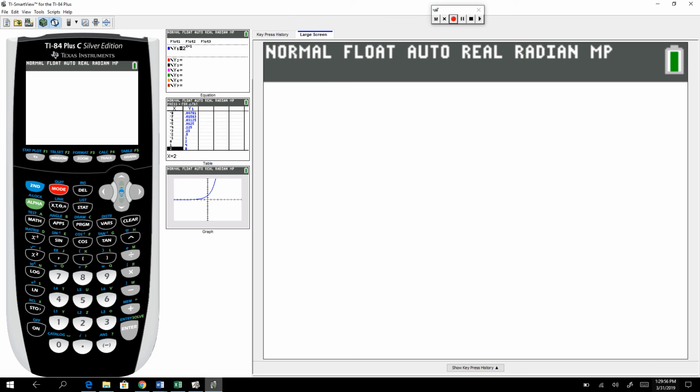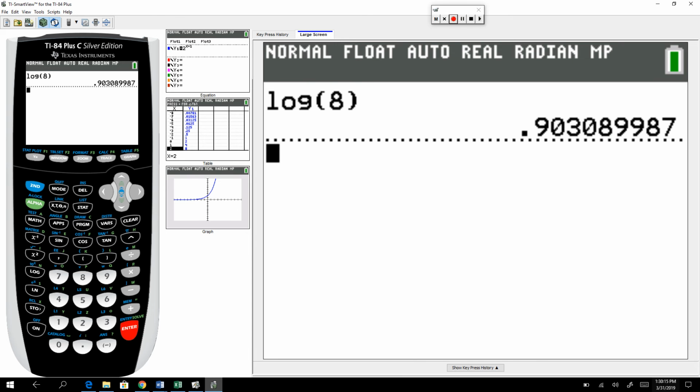If you're looking for the log button, log by itself is this button off to the left here. That assumes that your base is 10. If you don't see a base, you assume that the base is 10. And you can find the log of any number. The log base 10 of 8 is 0.90308, and you can see that.